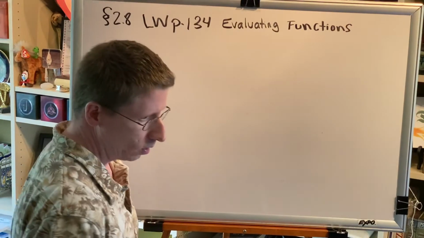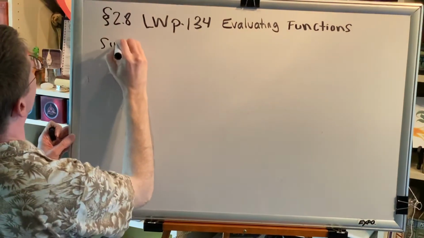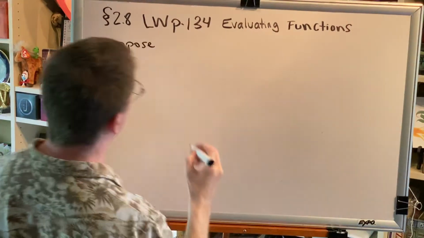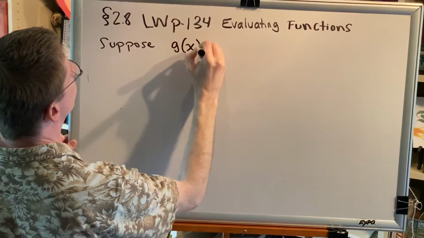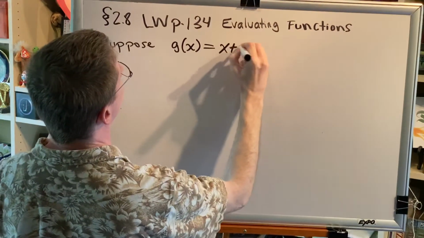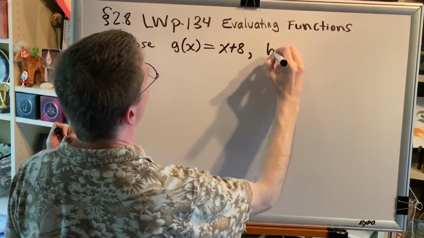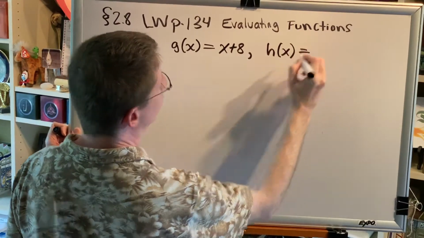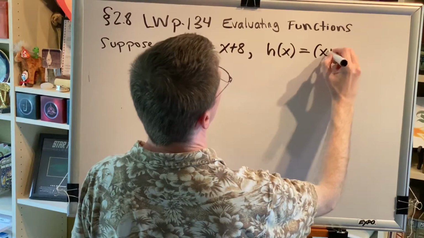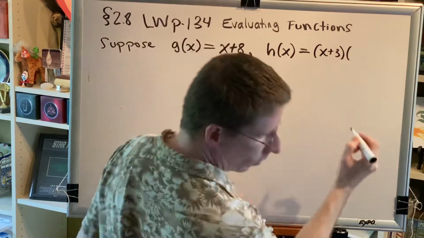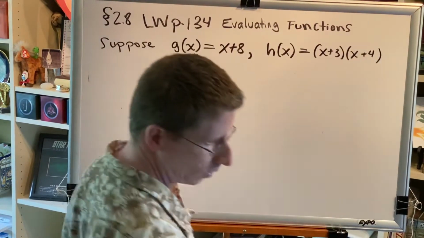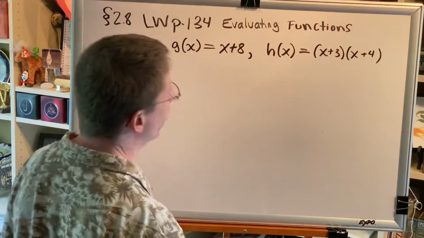Okay, here we go. Suppose we have the following functions. g of x is equal to x plus 8. And h of x is equal to the binomial x plus 3 times the binomial x plus 4. Find g over h of 3.